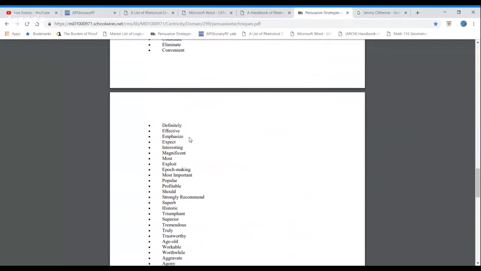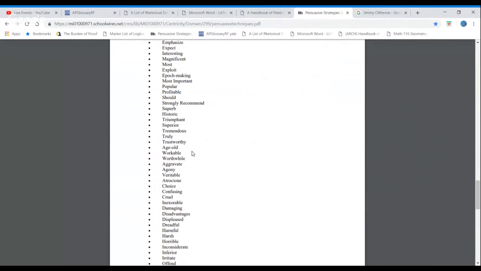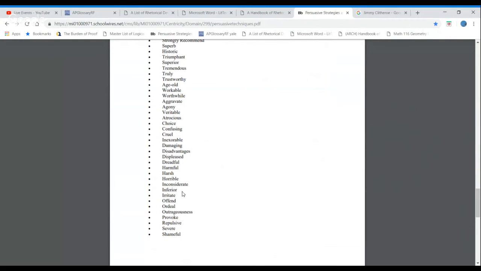definitely, effective, emphasize, expect, interesting, magnificent, most, exploit, epoch-making, most important, popular, profitable, should, strongly recommend, superb, historic, triumphant, superior, tremendous, truly, trustworthy, age-old, workable, worthwhile, aggravate, agony, veritable, atrocious, choice, confusing, cruel, inexorable, damaging, disadvantageous, displeased, dreadful, harmful, harsh, horrible, inconsiderate, inferior, irritate, offend, ordeal, outrageousness, provoke, repulsive, severe, and shameful.